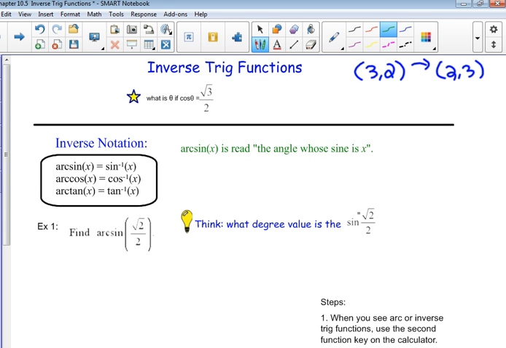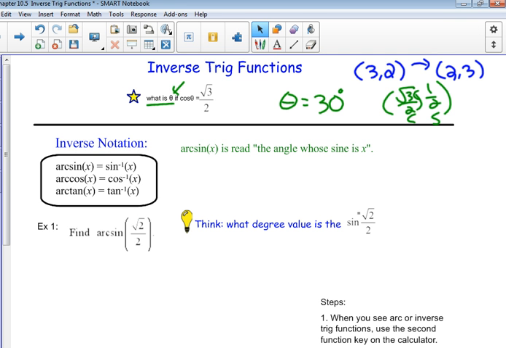Now, when we see the word inverse but we're talking about a trig function, it's a little bit different. What we're thinking about is what is the degree measure. If the cosine is radical 3 over 2, think about your ordered pairs. 30, good. Theta would have to be 30 degrees for your cosine to be radical 3 over 2, because in our 30-degree ordered pair, we have radical 3 over 2, 1/2, and cosine is first and then the sine.